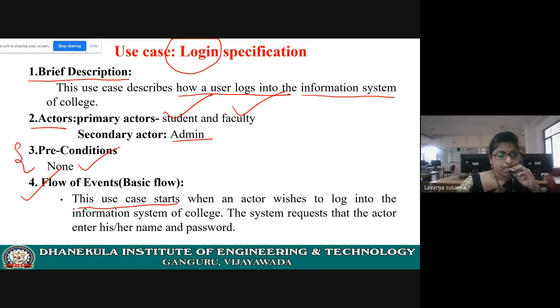See here, this use case starts when an actor wishes to log into the system. Okay, when the use case is starting, when you want to log into the system, then what is happening? The system requests the actor to enter username and password. We are discussing the login use case. After you want to log into the system, you will click, right?